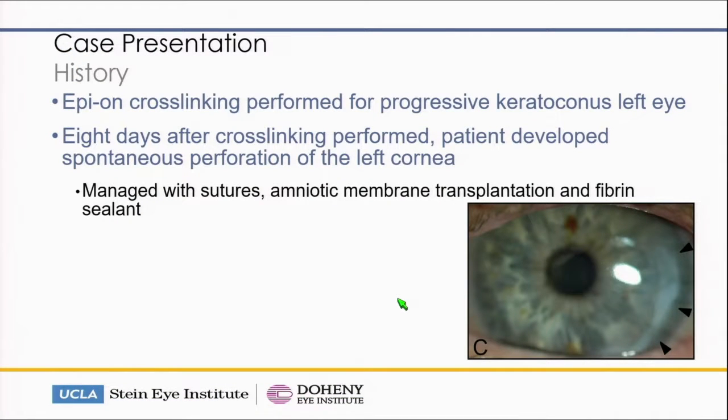Well, the patient had epi-on crosslinking performed for keratoconus in the left eye. 8 days after crosslinking was performed, the patient developed spontaneous perforation of the left cornea. So maybe we want to take that vote over again, might see a different distribution. Managed with sutures, amniotic membrane transplantation, and fibrin sealant.